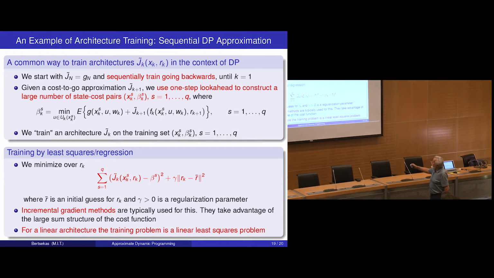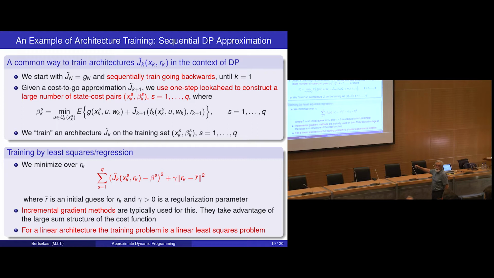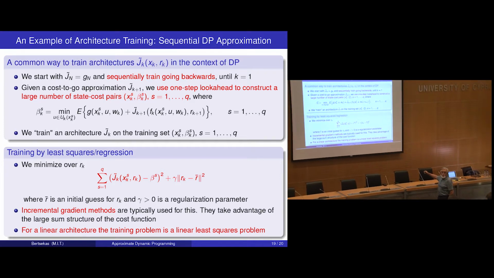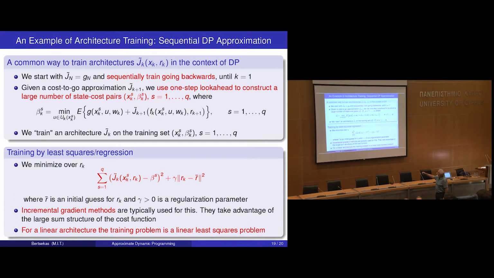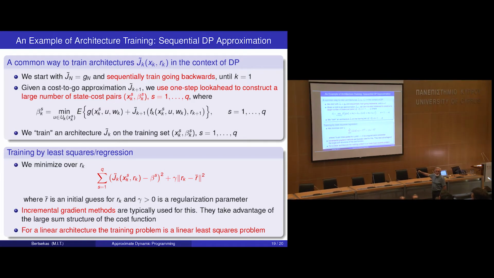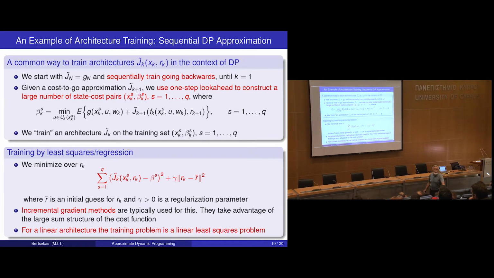Okay? So if you look at this expression, the first term depends on u, and the second term depends also on u, and the expected value also depends on u. So we minimize over u. So the question is whether r_k can depend on u, can give better results. No, it cannot. It does not depend on u. It depends on the training set only, and the training set does not involve u.